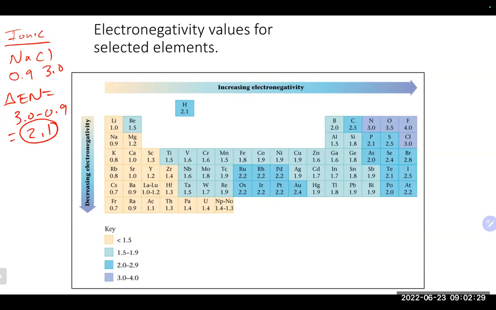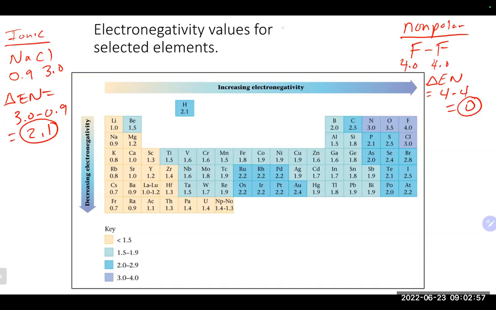If we looked at our nonpolar bond, we had fluorine, which is F2. So the fluorine is 4 on this side, fluorine is 4 on this side. Difference in electronegativity would obviously be 4 minus 4, which would be 0. And that would be a nonpolar bond, as we would expect. And that also would be, again, a pure covalent bond.